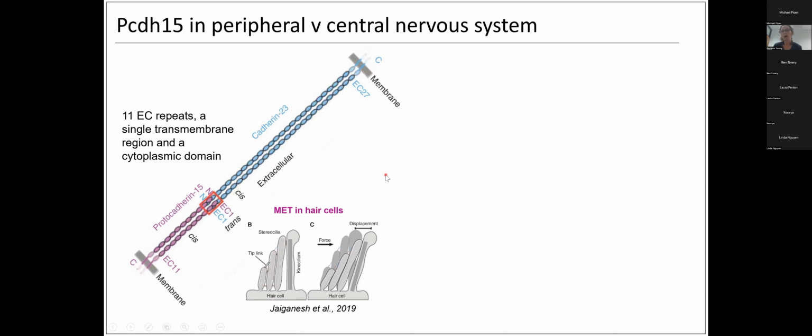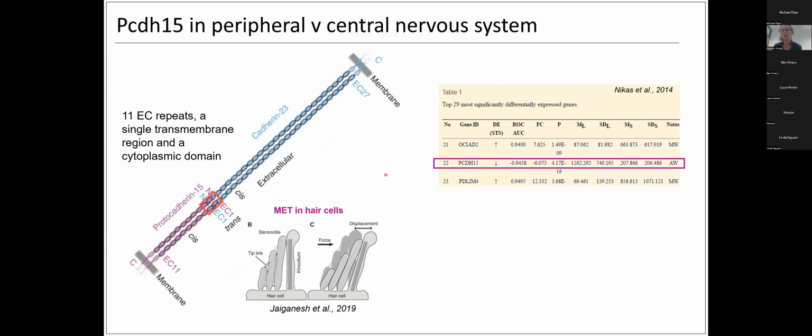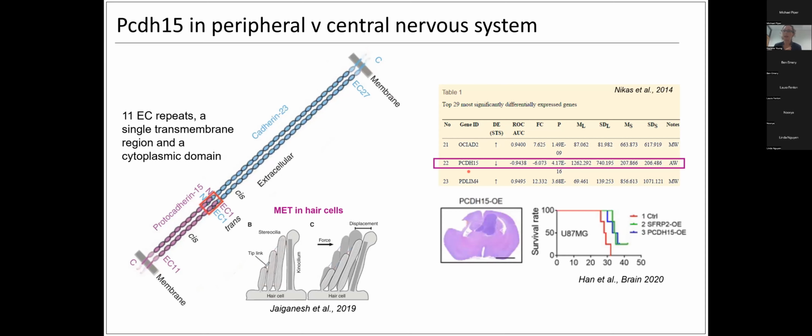But it's also got one known role within the central nervous system, and this is in pathology. It's been shown that in people that have glioma, if their glioma has a low level of protocadherin 15 expression, then this is associated with poorer survival outcomes. The flip side of that is that in a xenograft experiment where the researchers took glioma cells and transplanted them into the mouse brain, when protocadherin 15 was overexpressed in those glioma cells, it reduced the tumor growth and increased the survival of the mice. So the control survival is here in red, and the overexpression survival is here in blue.